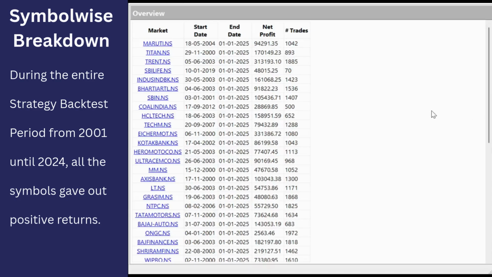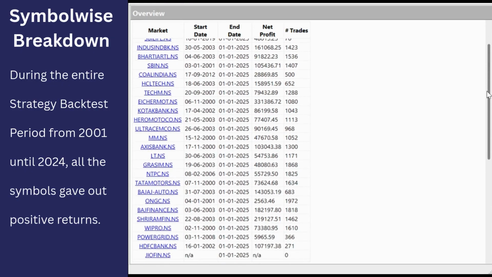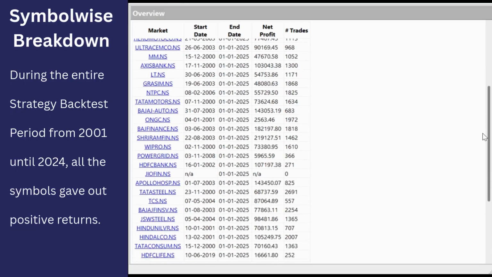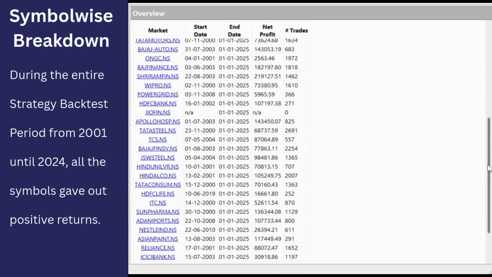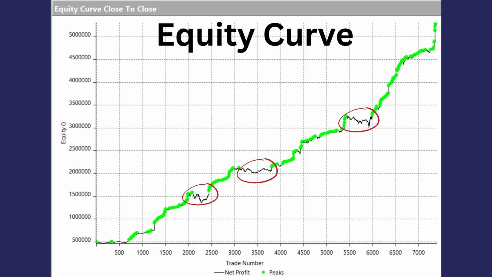When we look at the symbol-wise breakdown, during the entire strategy backtest period from 2001 until 2024, all of the symbols gave positive returns, which is pretty impressive. So the only concerning areas are these drawdowns during 2008, 2012-13 and the COVID crash 2020.